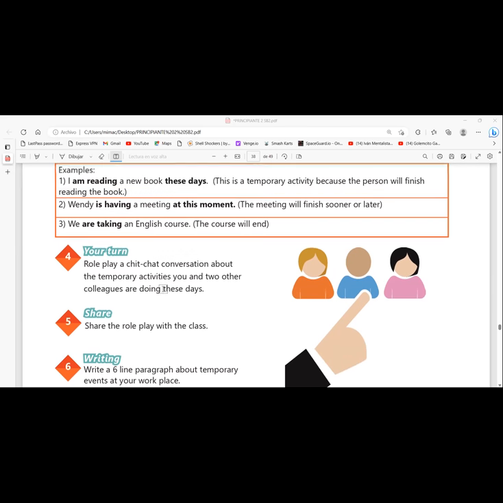Vamos a crear una conversación sobre las actividades que se están llevando a cabo en nuestros puestos de trabajo. Serían temporary activities you and two other colleagues are doing these days.